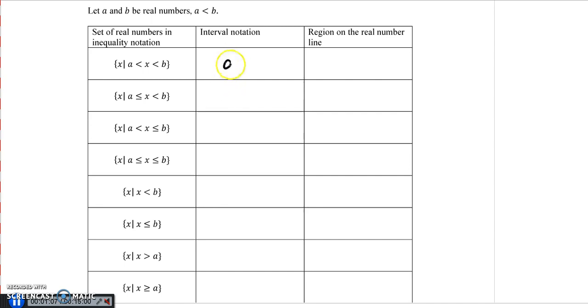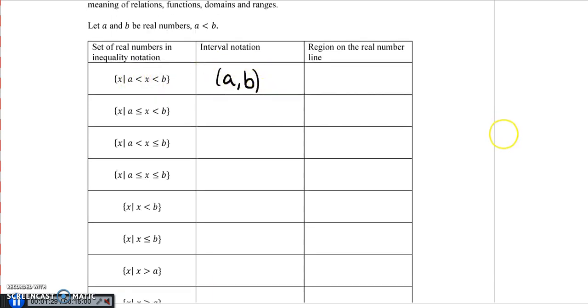Well, the smallest is A, and what is the largest? Well, from this definition, B. And so in interval notation we list the smallest, followed by the largest, separated with a comma. Then we need to look at, okay, what is the sign? Well, both of those are just less than. And so less than or greater than signs just have parentheses.